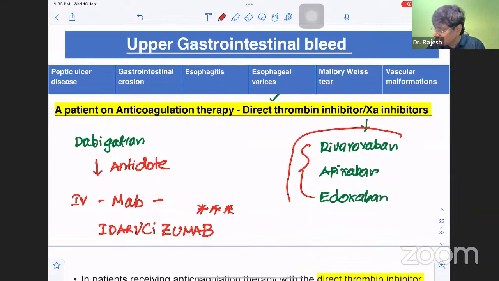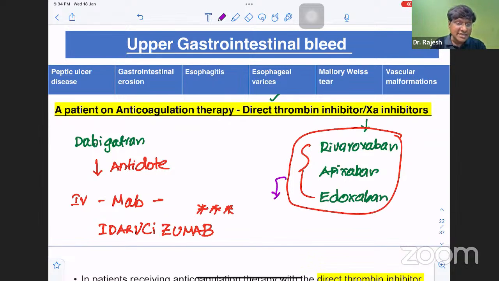Whereas, what is the antidote for these three drugs? For rivaroxaban, apixaban, as well as edoxaban, you will be giving the reversal by andexanet alpha. Okay, so this is a very, very important slide for your multiple choice question. Dabigatran antidote, idarucizumab. Rivaroxaban, apixaban antidote, andexanet alpha. Okay, right. So that is what you have to give before doing endoscopy.